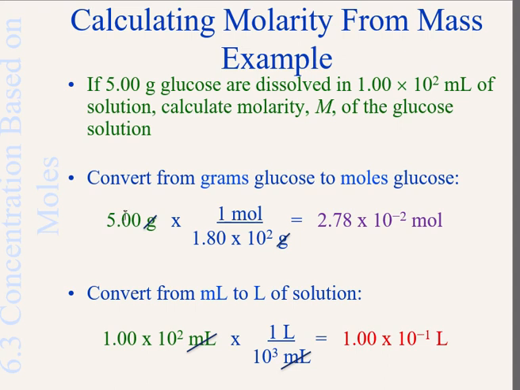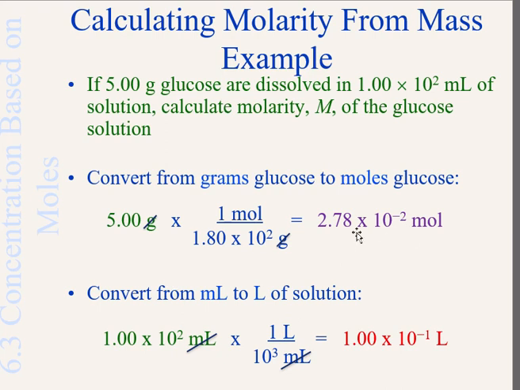You first have to convert the grams to moles using the molar mass conversion factor. The molar mass of glucose happens to be 1.80 times 10 to the 2 grams, 180 grams. And that's the mass of 1 mole. And so the gram gets cancelled out and we get number of moles for glucose equal to 2.78 times 10 to the negative 2 moles. And then it's as usual what we saw previously.